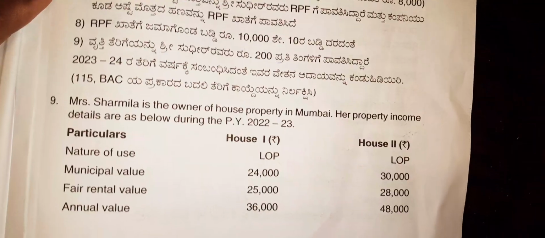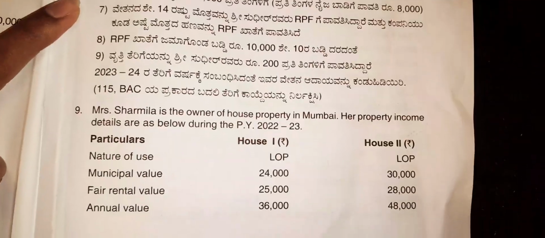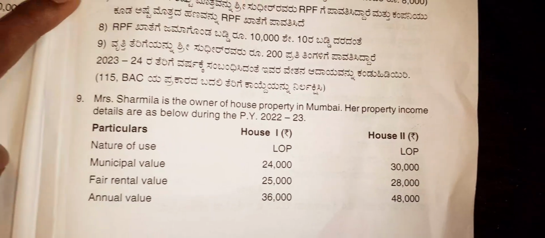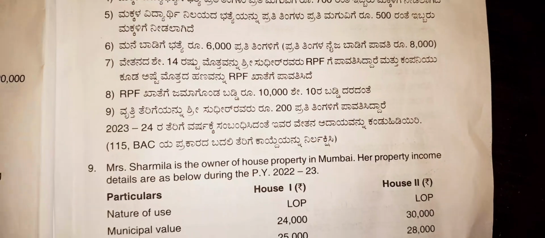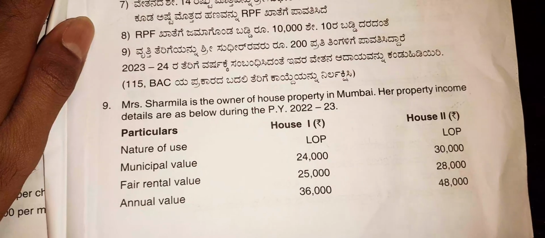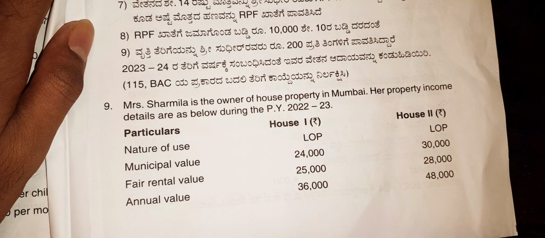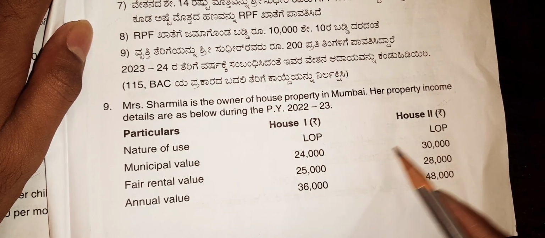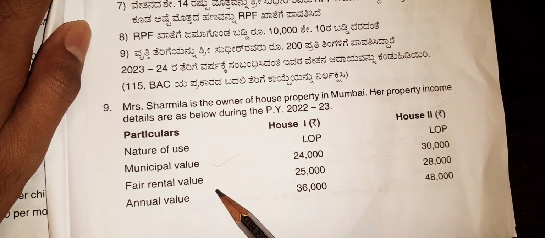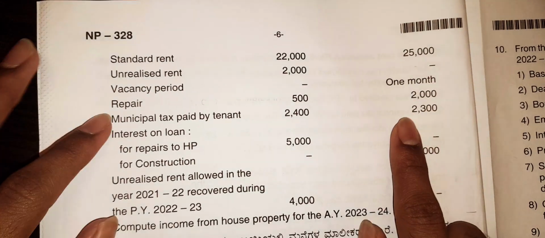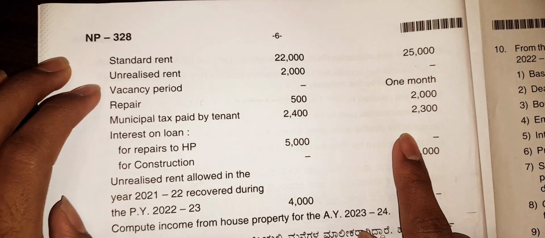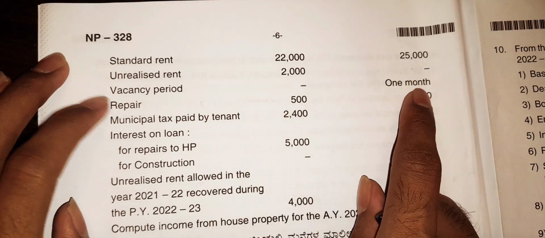Next, house property also very easy. No calculation of interest, nothing they had given. All easy questions only they had given in the examination from house property also. So the first question was like this. Two houses they had given. Both the houses were LOP. They had given municipal value, fair rental value and annual value. Next, they had even given the standard rent and unrealized rent. Vacancy period also they had given.